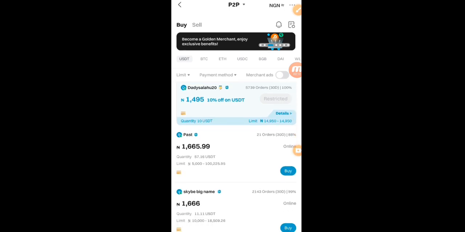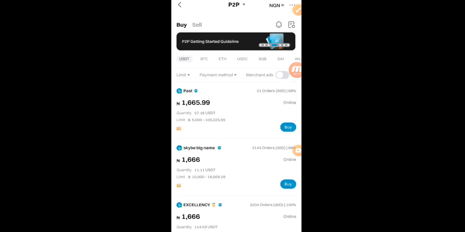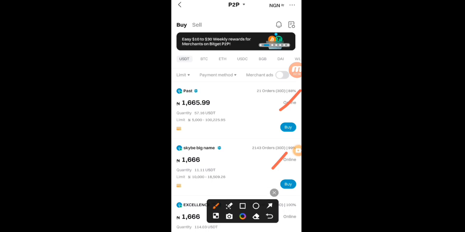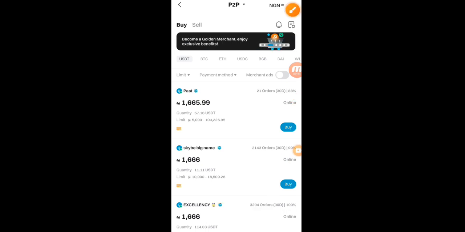Now, one thing you got to see, please, when you are buying, make sure you are dealing with the ones that are online. You can see this man is online. Most of them are online. If the buy button is still fresh, looking blue, that means they are online. Please don't make a mistake. And also, when picking a trader, consider some of these things.